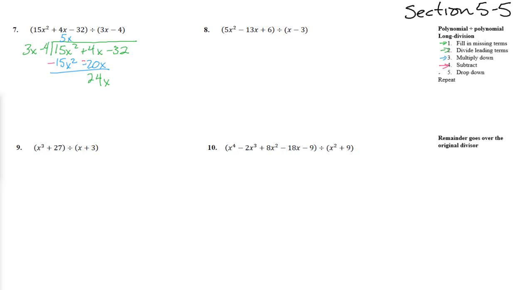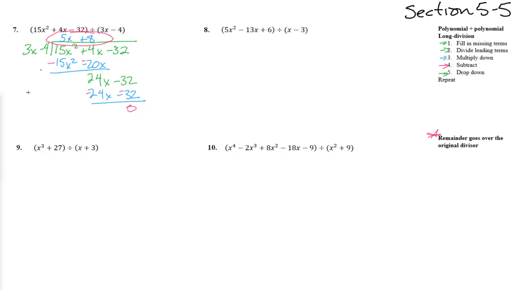And now step 5, drop that 32 down, minus 32. Good. And now we have 3x, we repeat this. 3x goes into 24x, 8 times. 8 times 3x is 24x. And 8 times negative 4 is a negative 32. And don't forget to subtract, and Shazam. 24 minus 24 is 0. 32 minus a minus 32. The remainder is 0, so we don't have to worry about this remainder down here.